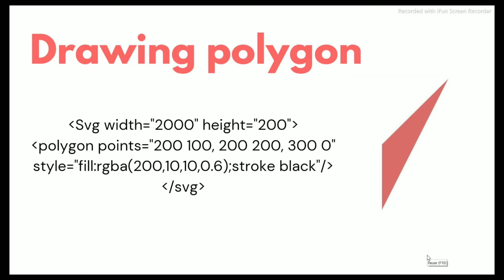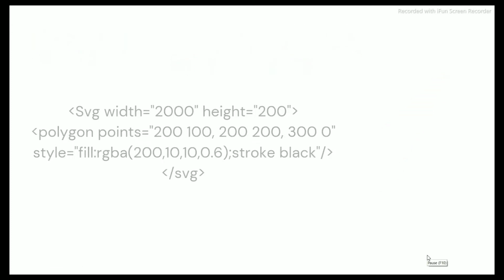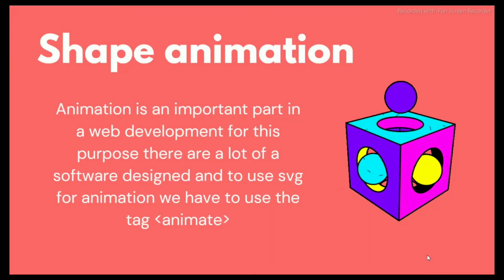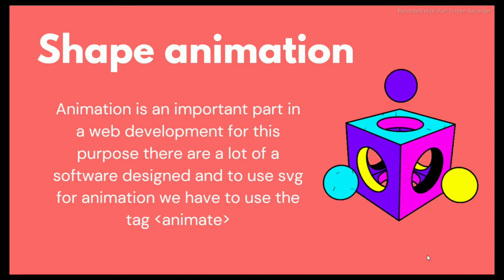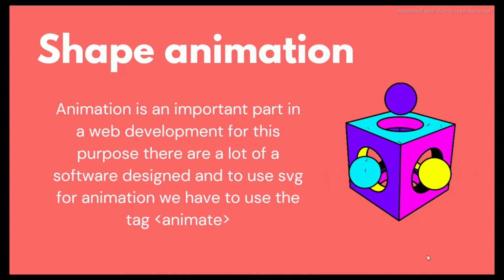Animation is an important aspect in web development because it makes the customer feel good on the website, as well as he can stay on the website for many hours, and many things will go well when we include animation. For that, HTML provides shape animation. Shape animation is done through SVG, as well as a tag which is animate.